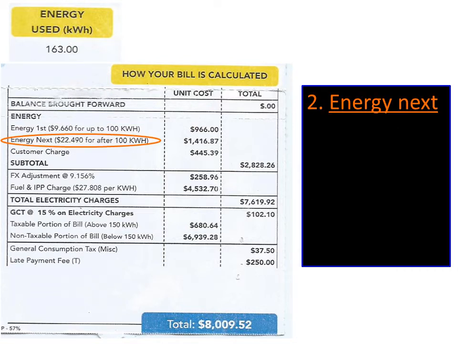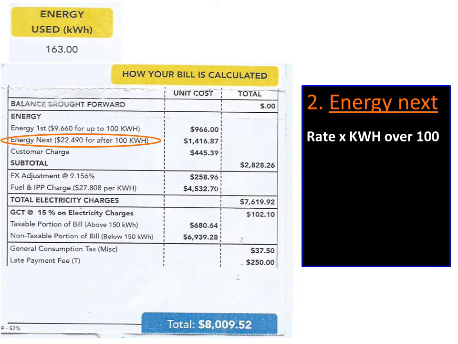Energy next. So you see, after you take out your first 100 kilowatt hours, you need to find out what's left. Remember, we're looking at the amount of energy we used. We used 163. So after we take out our first 100, what is left? 63 kilowatts. So we take out our first 100 kilowatts and we're left with only 63 kilowatts. So that is what we're going to use, the 63 kilowatts, to calculate our energy next.